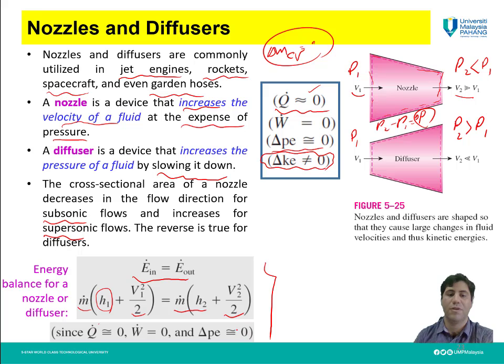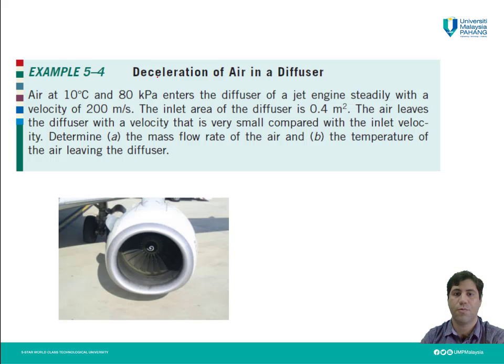Then in an example, we will see how we can use this equation to find pressure, velocity, and other properties for the working fluid in the nozzle or diffuser. Here we have an example which is related to the diffuser. As I discussed earlier, for a diffuser, we decelerate, or reduce, the velocity of the flow, and we increase the pressure of the flow.